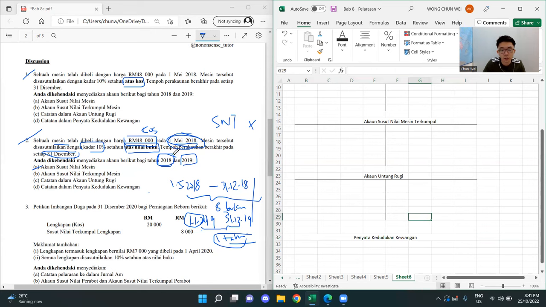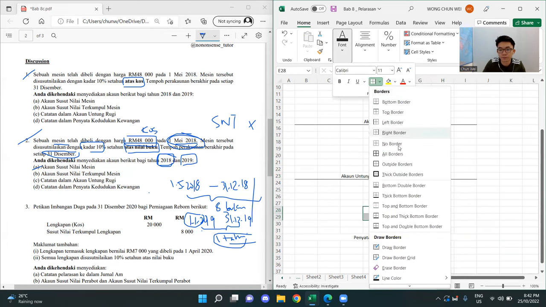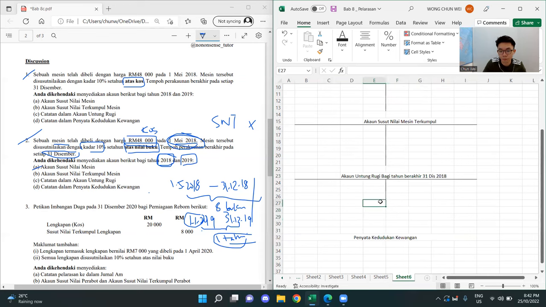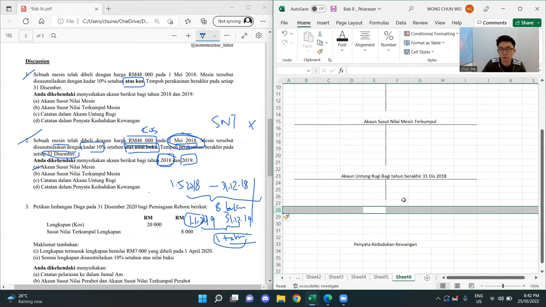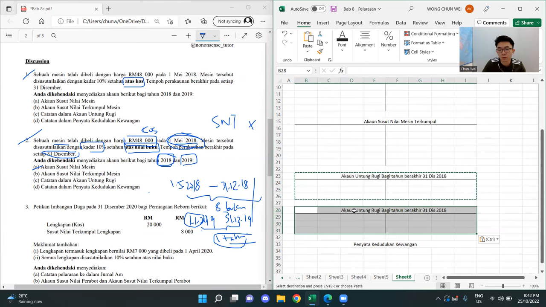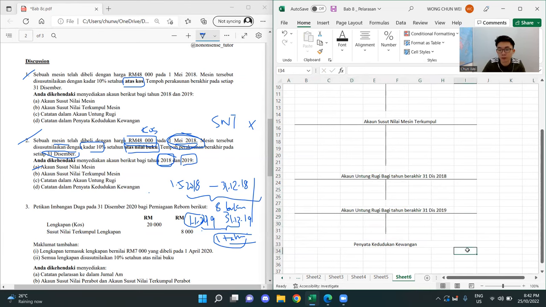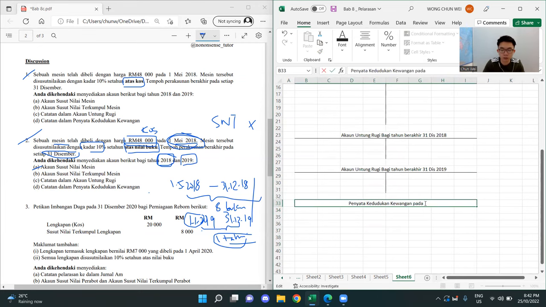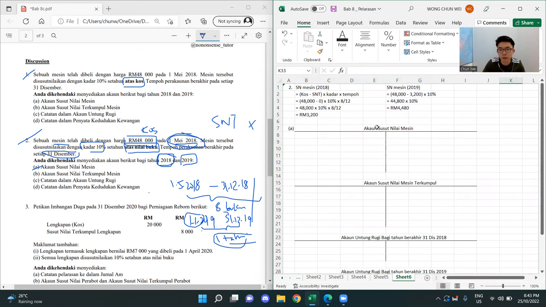But then, please take note, you have to do for 2 years. Maksudnya, I have account untung rugi bagi tahun berakhir 31st December 2018. And then here, and the one for 2019, 2 years now, right? Okay, then same goes to your PKK lah, by the 31st December 2018. Okay, this one later we adjust lah. Okay, so let's focus on these two first.